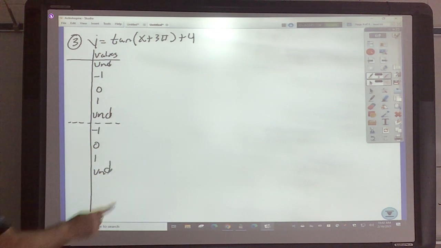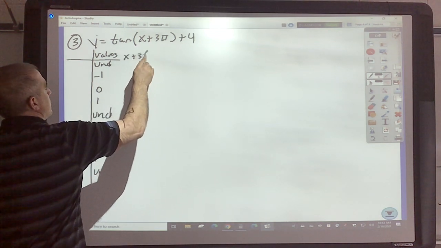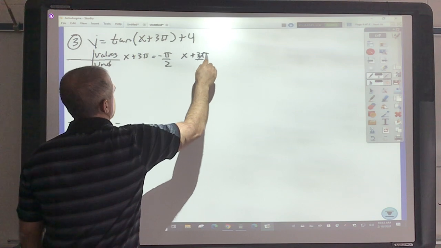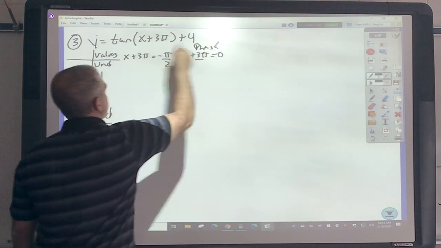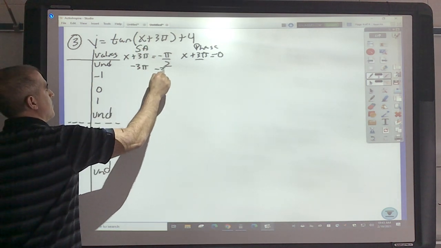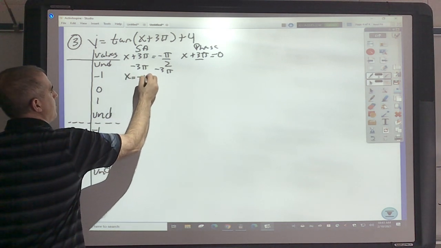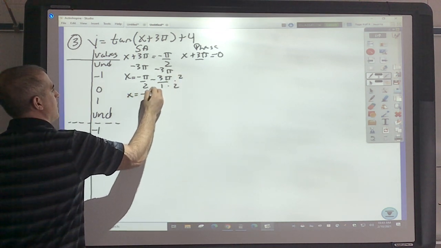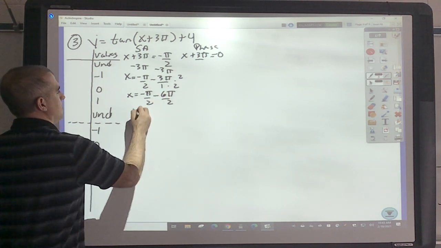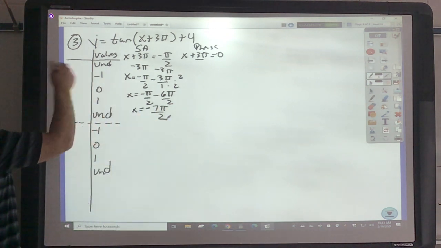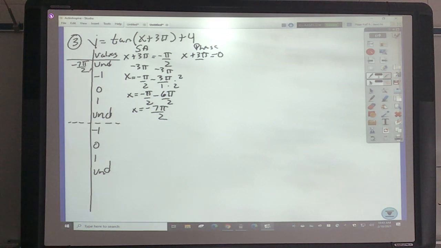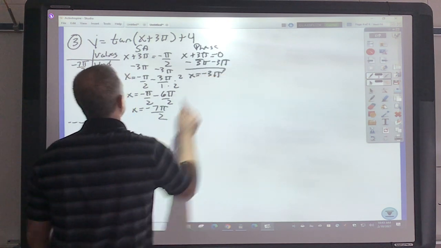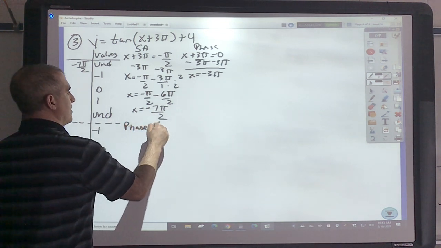Okay? All right, so I'm going to have to set this equal to negative pi over 2, and set this equal to 0. So I've got to do it twice. This is for the phase, this is for my starting angle. So I would subtract 3 pi. It'd be x equals negative pi over 2 minus 3 pi. I would need a common denominator, so x equals negative pi over 2 minus 6 pi over 2. So x equals negative 7 pi over 2. That would be my starting angle, negative 7 pi over 2. For the phase shift, I just simply subtract 3 pi, so x equals negative 3 pi. I'm just going to write the phase shift over here, negative 3 pi.